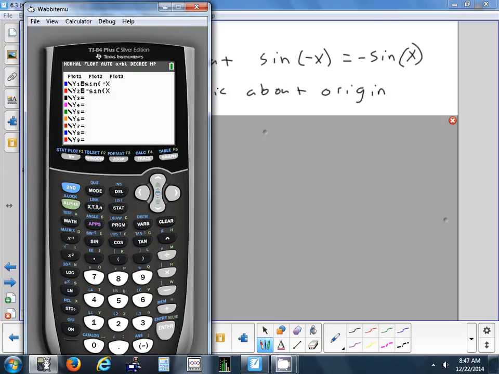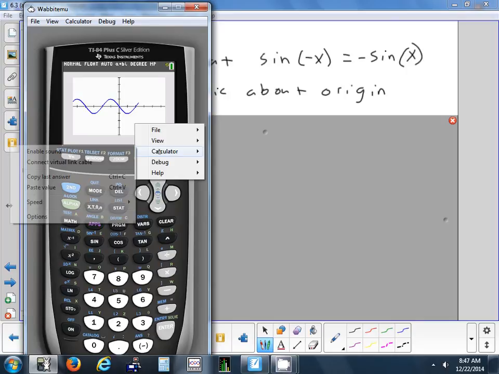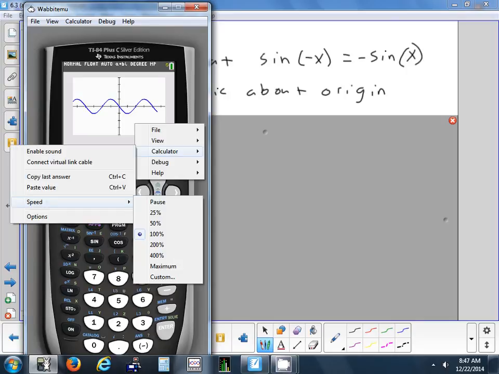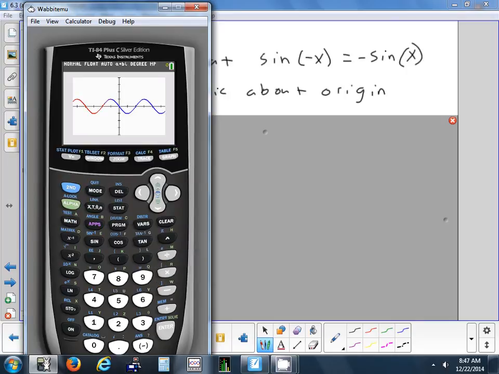What would the negative on the inside here do? That would reflect over which axis? Your x or your y? Yeah. Anything that's inside parentheses affects what's going to happen horizontally. So when you flip horizontally, or flipping something left to right, that's like flipping it over the vertical axis. Let's take a quick look at that.